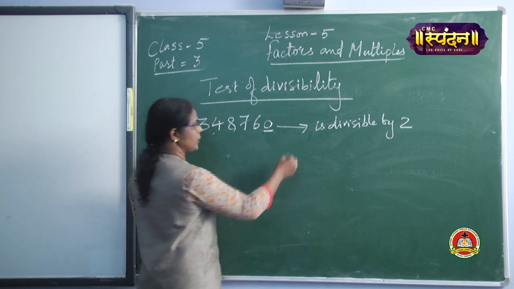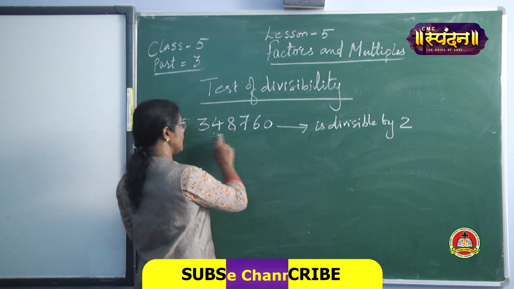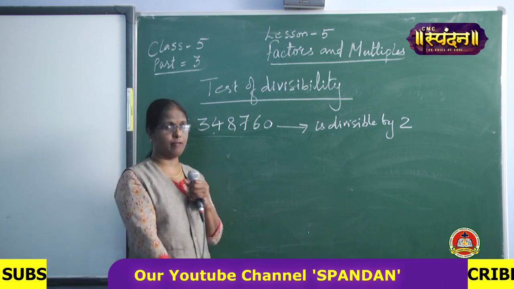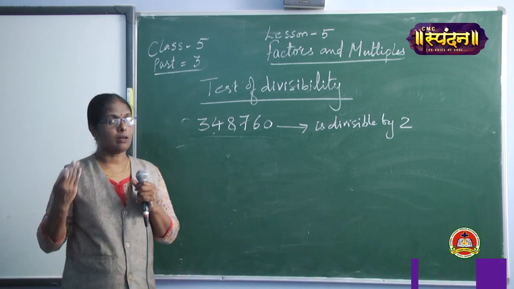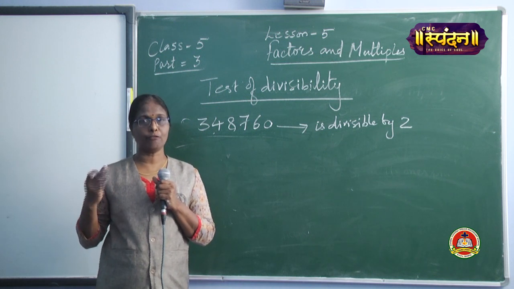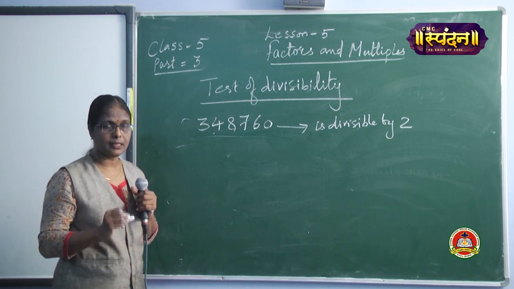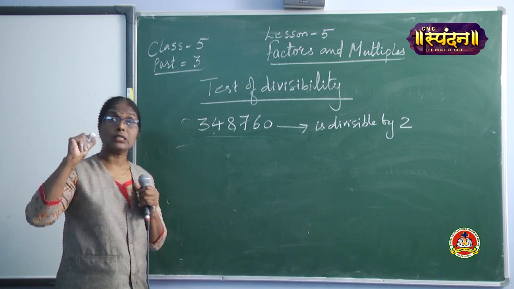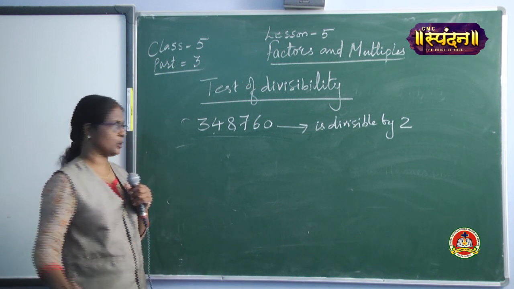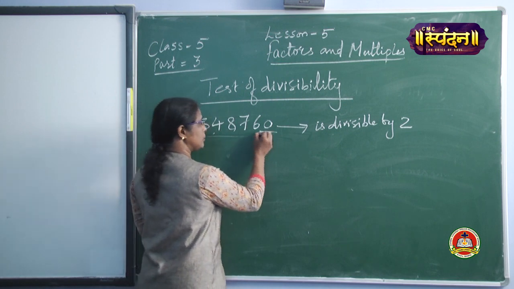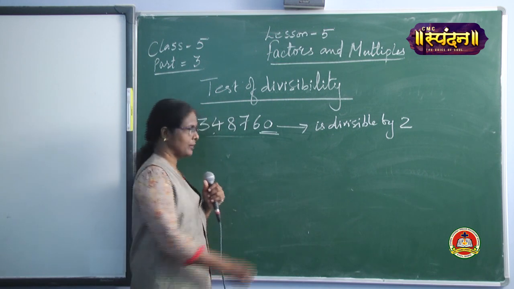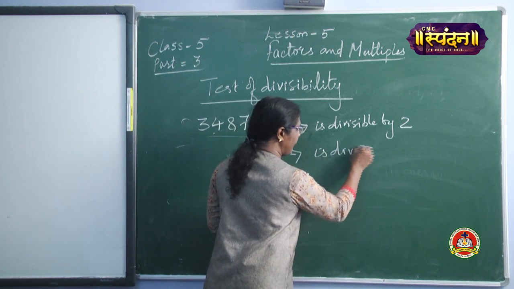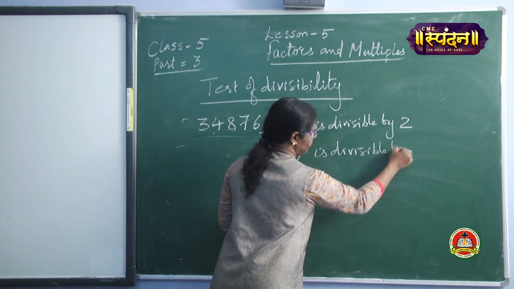Now you have to find out whether this number, 3,48,760, is divisible by 5 or not. Now recall the rule, what is the divisibility rule for 5? That if a number is divisible by 5, it has 0 or 5 in its ones place. Here in its ones place, this number is having 0. That means this number is also divisible by 5.